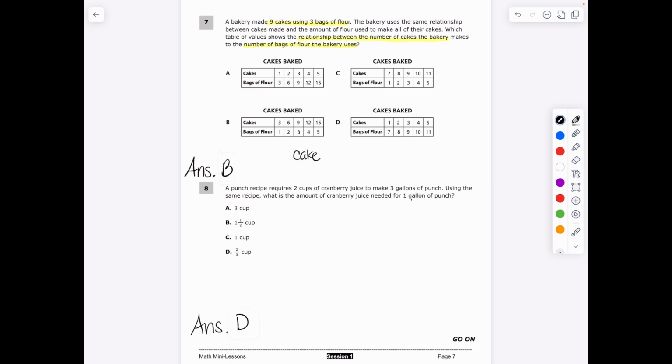We'll make a ratio table: cakes, and flour.